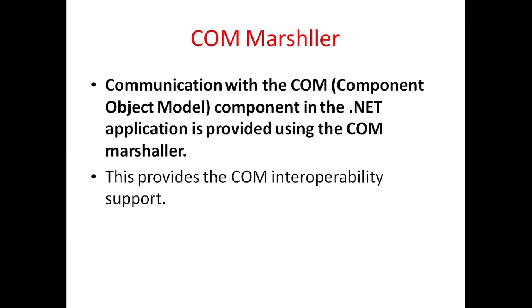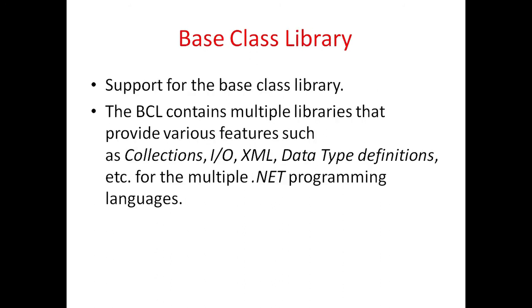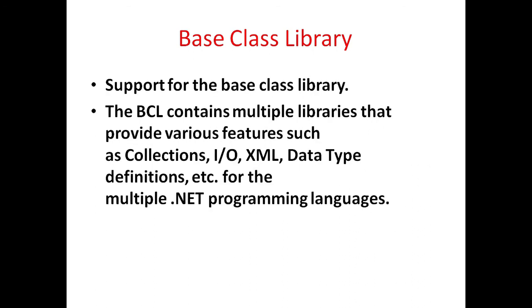Next is COM marshaller. Communication with COM, that is component object model, in the .NET application is provided using the COM marshaller. This provides the COM interoperability support. And next is base class library. .NET framework supports the base class library. The base class library contains multiple libraries that provide various features such as collections, input output, XML, data type definitions, etc. for the multiple .NET programming languages.